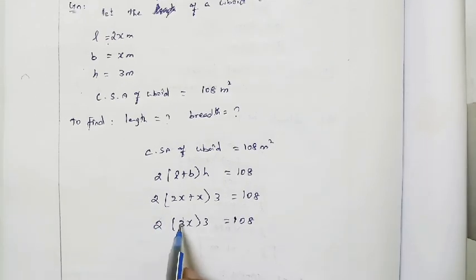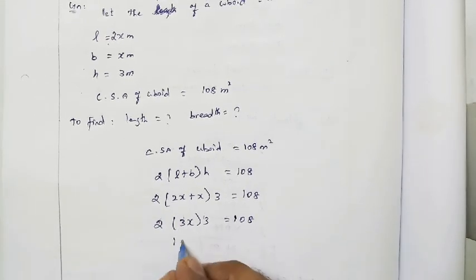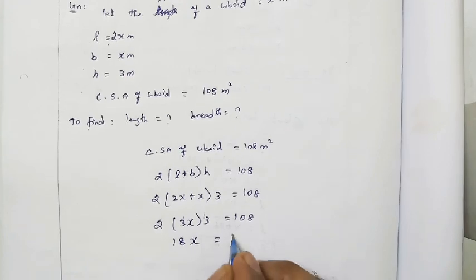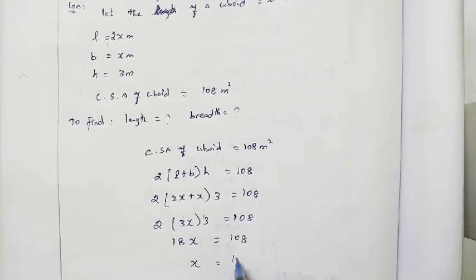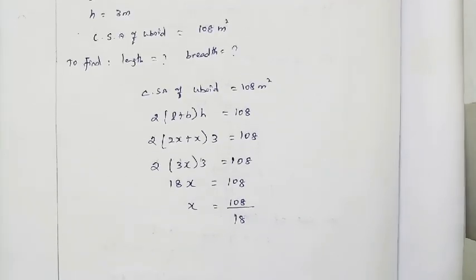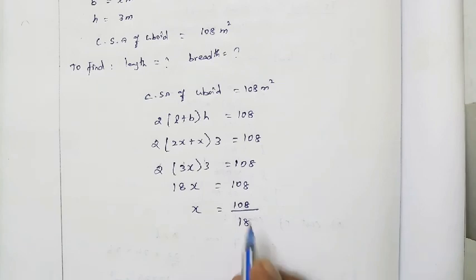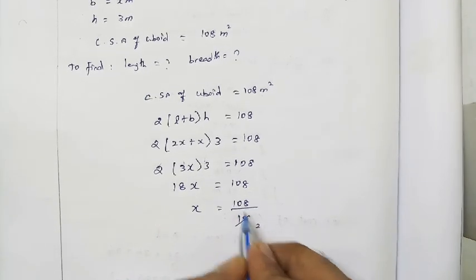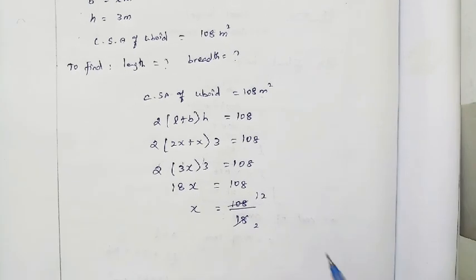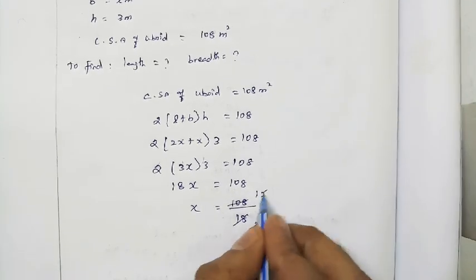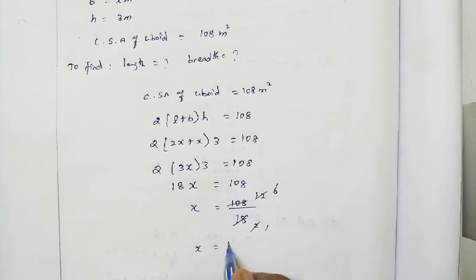Multiply: 2 3s are 6, 6 3s are 18. 18x is equal to 108. Take the 18 to the RHS: x is equal to 108 divided by 18. Both are multiples of 9, so 2 times... 1 time, 12 times. Both are multiples of 2: 1 time, 6 times. So x is equal to 6.